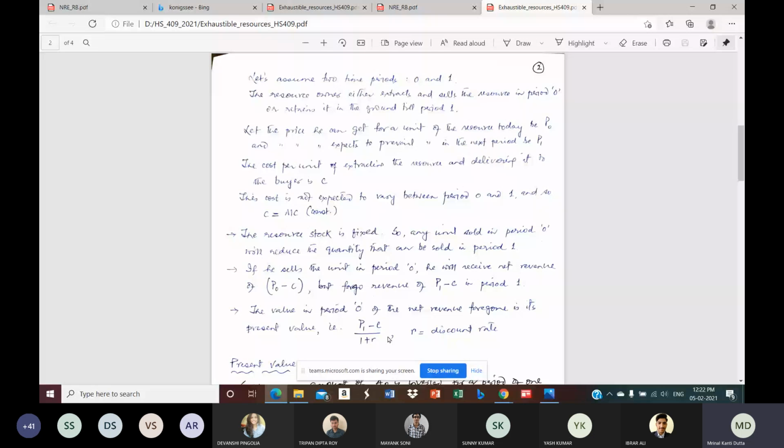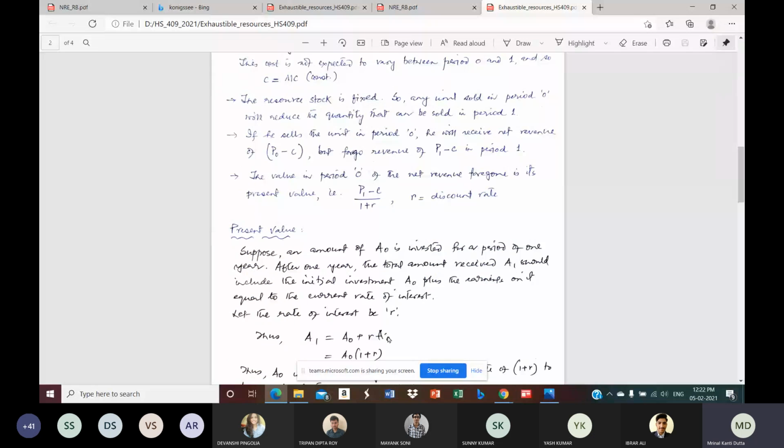Now, let's assume that he sells the unit in period 0. If he sells the product in period 0, he will get a price equivalent to P0, and there is a cost involved in the process. So the net revenue that he will get is equivalent to P0 minus C.